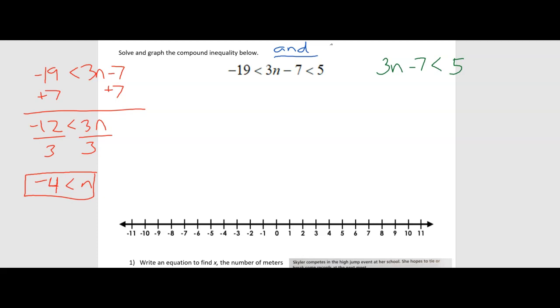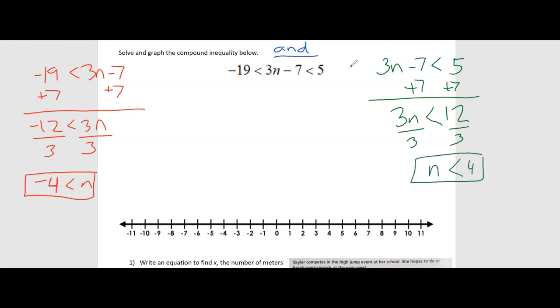Okay, let us move on to the green. So I'm going to add 7 to both sides here. That's going to give me 3n is less than 12. Divide by 3. And I get n is less than 4. So now I need to go ahead and graph both of these inequalities.